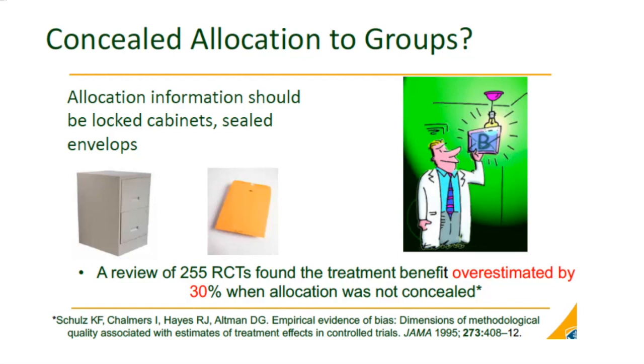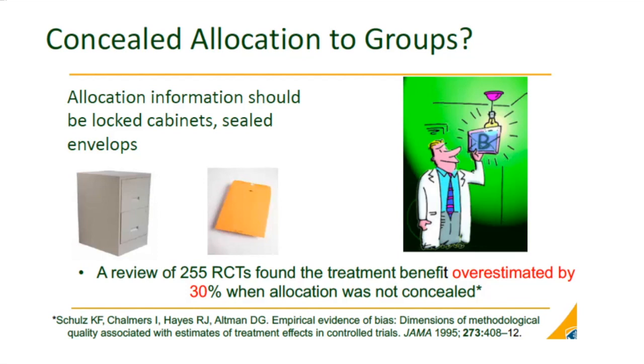Okay, so after you randomly select the groups, you want to have that allocation kept in a locked cabinet or sealed envelope, for the reason being that the study researchers and the people that are analyzing the data do not need to know who was in what group. Okay, and for example, here's a study that did a review of 255 randomized control trials, and the review found that the treatment benefit was overestimated by 30% when the allocation was not concealed.